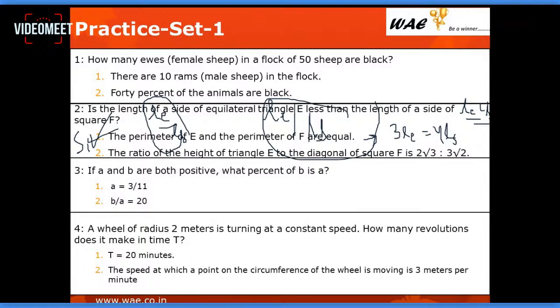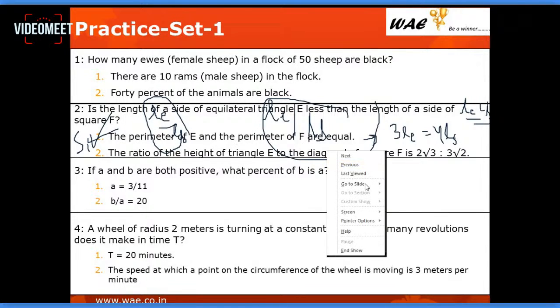Now let's come to the second alone. S2 alone we want to say. Now it is the ratio of the height of the triangle to the diagonal of the square that we have been given. Now just understand, in an equilateral triangle everything will be in terms of the height and the side.